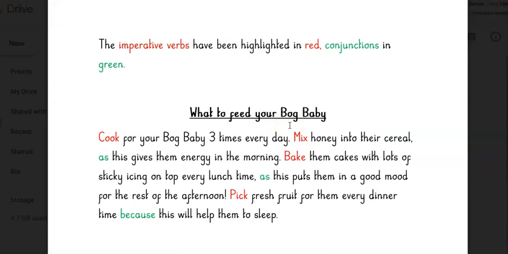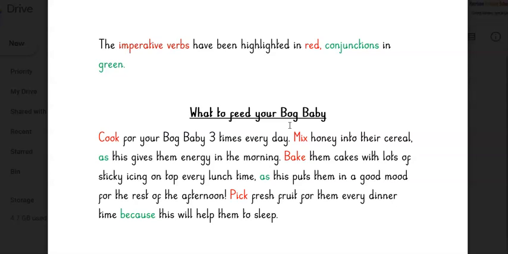The imperative verbs are highlighted in red and the conjunctions are highlighted in green. So I've only done you an example of one of the paragraphs for this session, and the paragraph I've chosen is what to feed your bog baby. So here we go. Cook, so this is an imperative verb, for your bog baby 3 times every day.